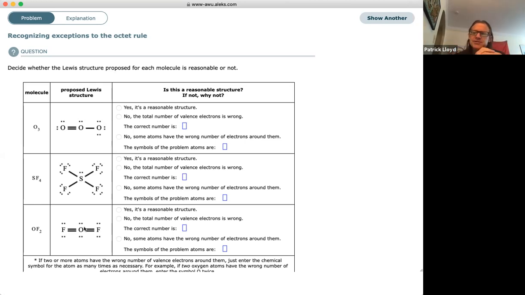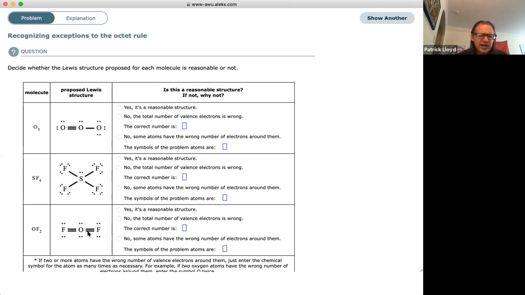Well, things are more complicated than that. But for now, we want to say that the second row elements would not have more than 8 electrons. So the problem here is that some atoms have the wrong number of electrons. The oxygen, right? The oxygen is the problem.